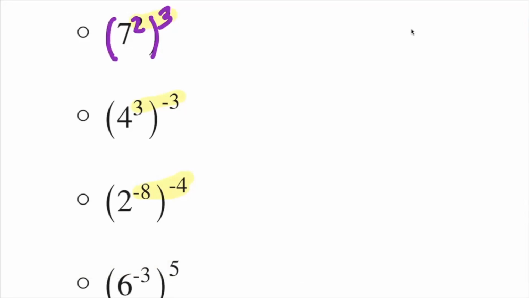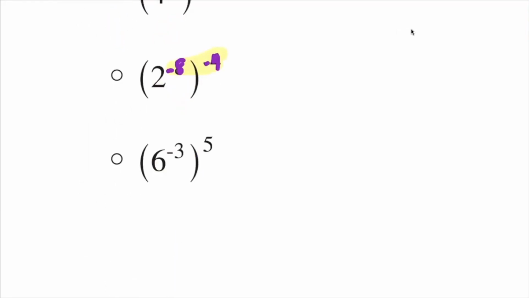In contrast, I want to show you a couple more of these, but then I want to show you in contrast a question that trips students up and they incorrectly think that the structure of the presentation of the information is the same. So let's just look at each of these. You got 4 to the 3rd raised to the negative 3, 2 to the negative 8 raised to the negative 4, 6 to the negative 3 raised to the 5th power. There's those parentheses, and your exponents are up high, both of them.